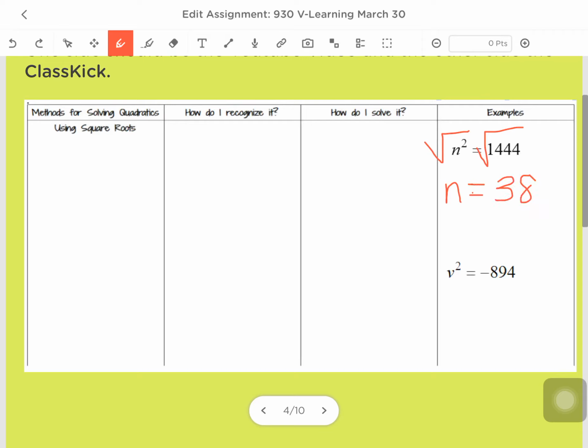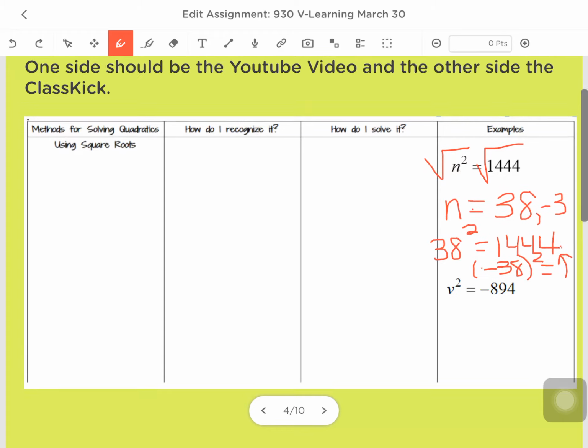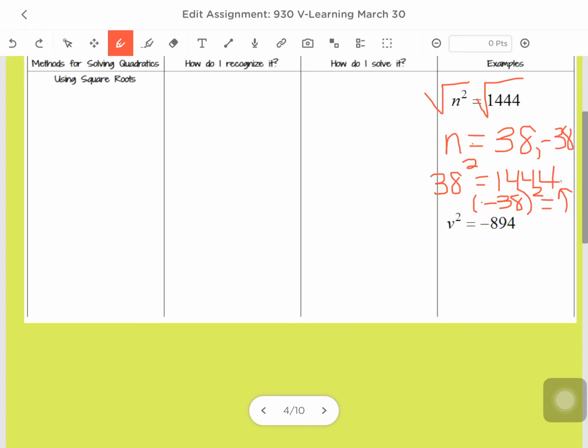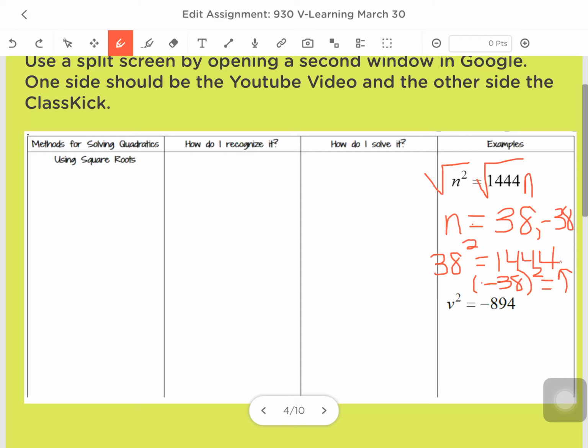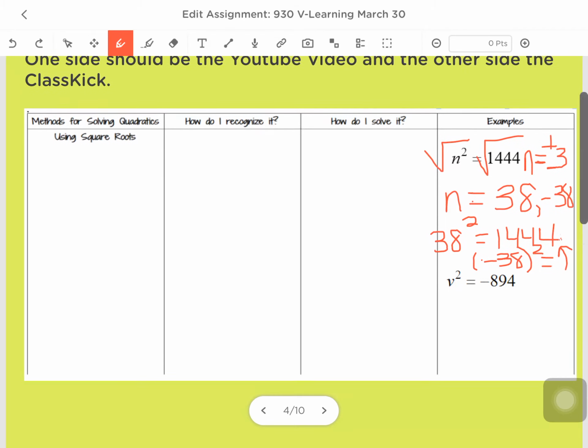Now, the one piece that's different is you have to remember that if I take 38 and square it, it will give us 1,444. But also if I take -38, put that in parentheses, and square it, I will also get 1,444. So my answer is not just 38, it's also -38. And the way that I can write that in a quicker way is n equals plus or minus 38.